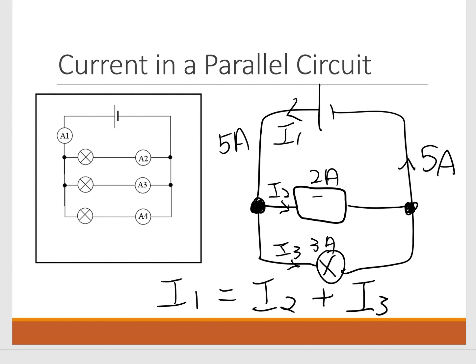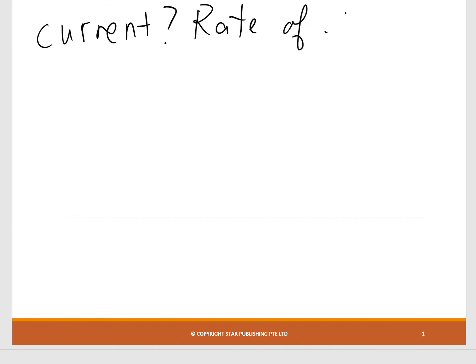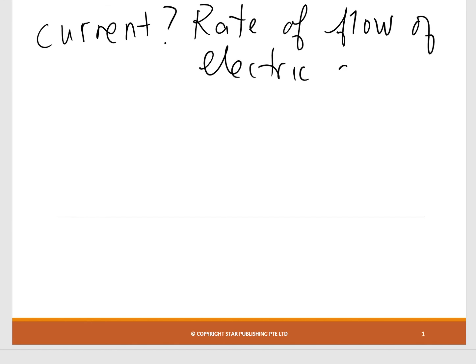So a little revision of what we have learned. I'm going to ask a few questions. You can pause and think about the answer. The first one is, are you able to tell me what is current? Current is the flow of electric charges, or the definition, the rate of flow of electric charges. And you should also know that the symbol for current is I. The SI unit is ampere.